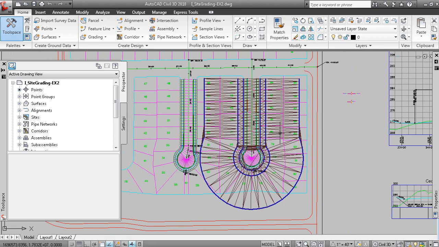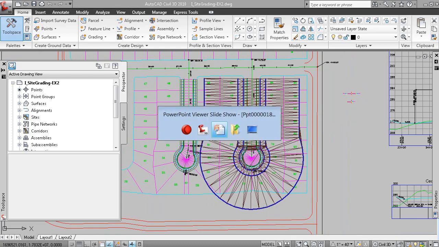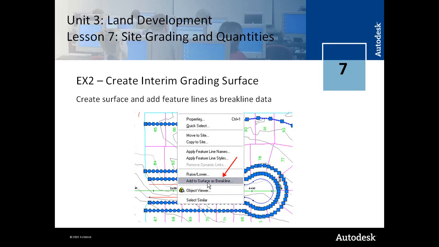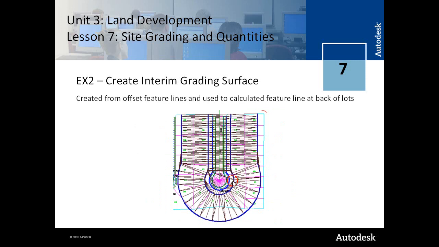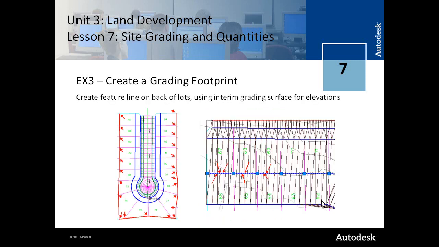So the scenario with this is that we're only grading these lots here. This would be a phase 2 grading. So we're going to grade from the back of these lots down to the surface. So you can see we added the surface as break line data, and we created this interim grading surface. And then in exercise 3 is where we create this grading footprint.